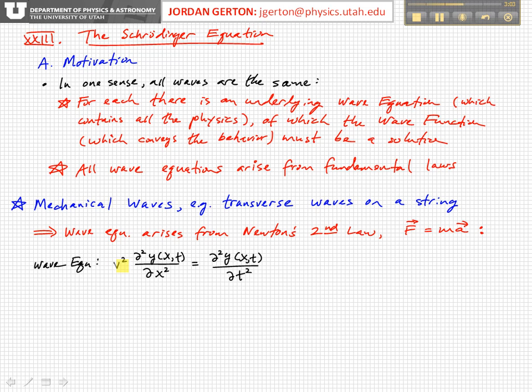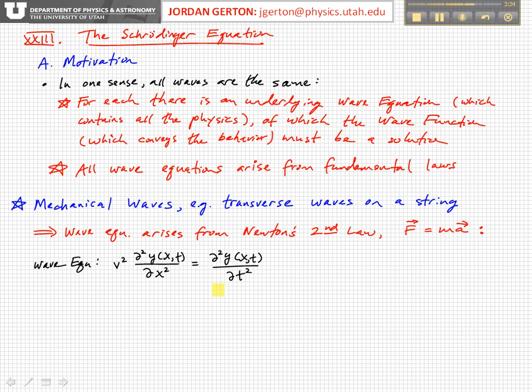It's v squared, where v is the velocity of the wave, times the second partial derivative of the transverse displacement y with respect to the direction x, which is the direction that the wave is traveling along. So it's the direction of the string. Okay, and that's equal to the second derivative of the transverse displacement y with respect to time.